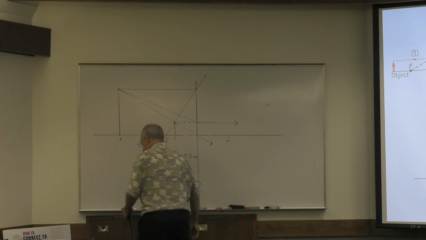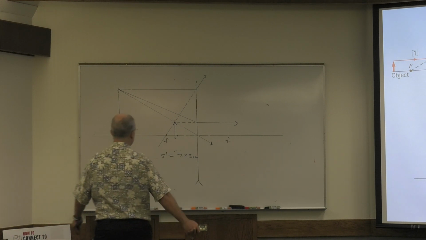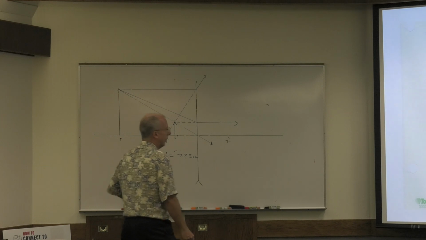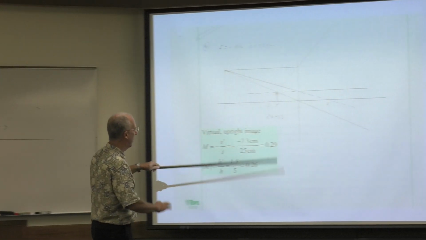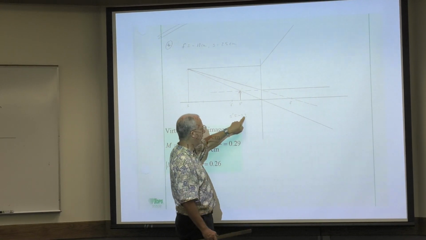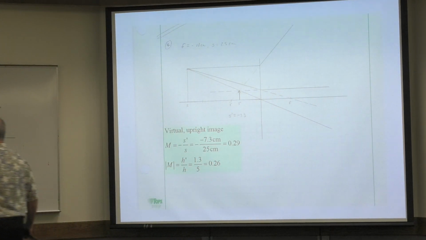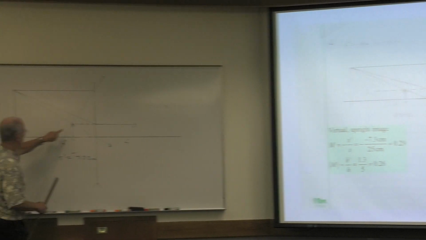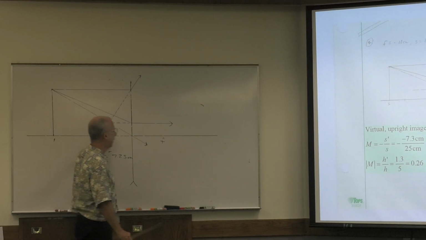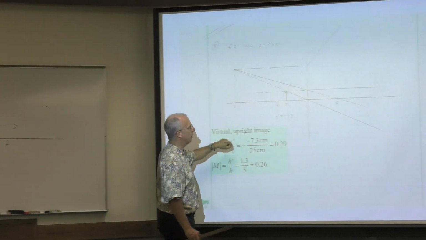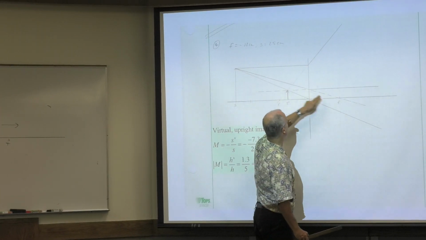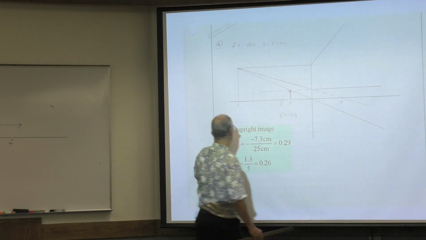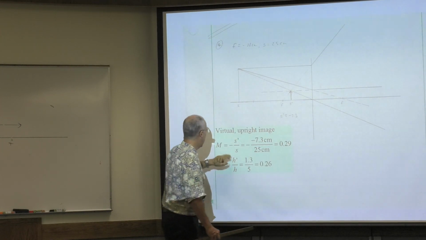Okay, let's see how well I did. Okay, so when I did it on graph paper, I had minus 7.3. Good enough for me. And look at it, it shrunk big time, right? This is H, this is H prime, so it shrunk. All right, so it's a virtual image, right? Because it was caused not by real light. It was caused by, we had to backtrack. So it's virtual, it's upright.